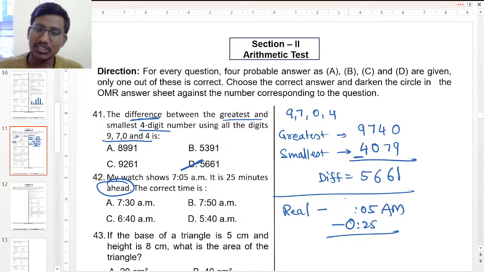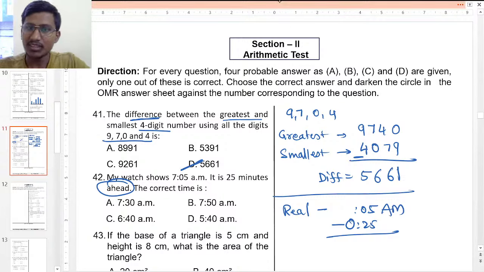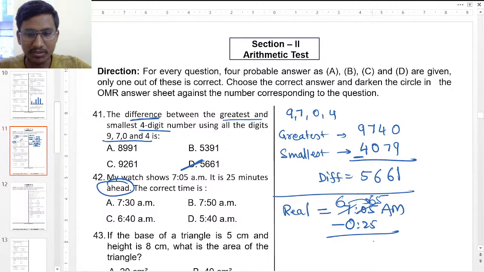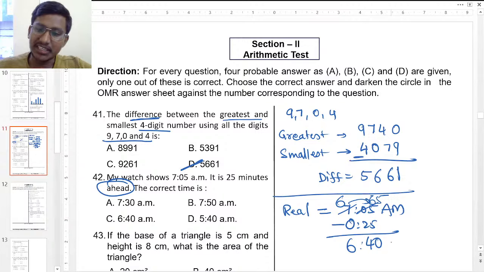So this will become 6 hours, and this will become 65 minutes. 65 minutes minus 25 minutes is 40 minutes, and here 6 hours. So 6 hours 40 minutes, that is option C.